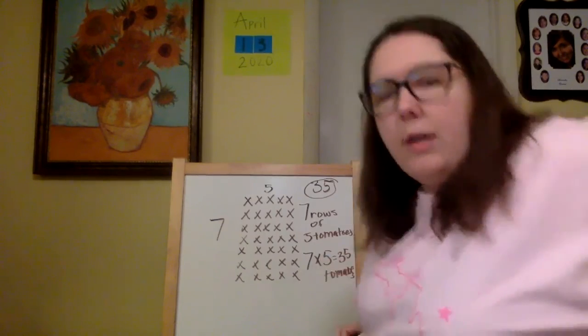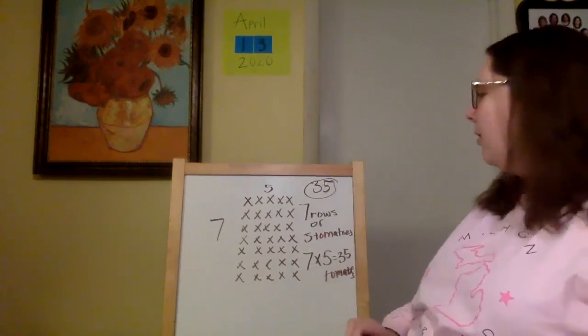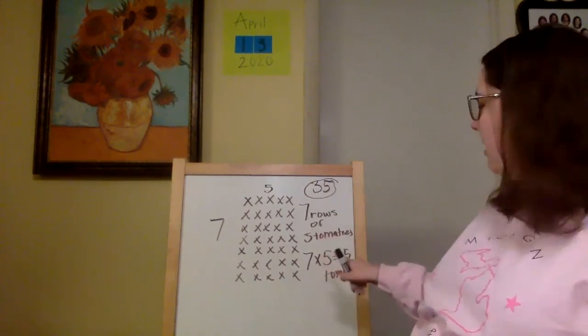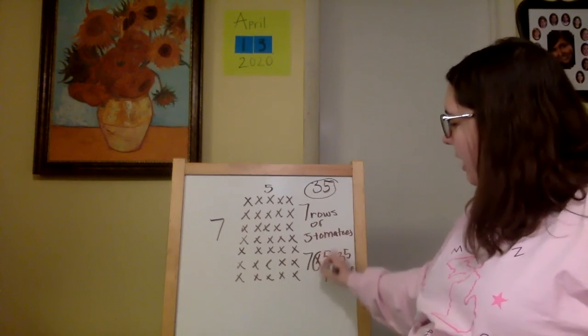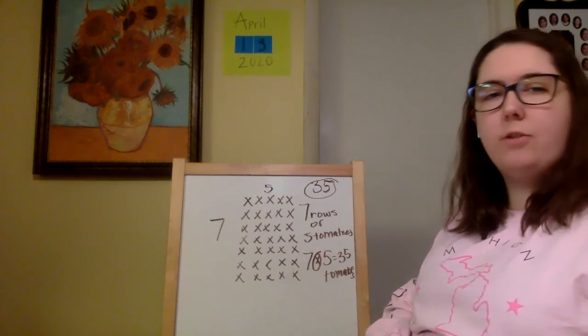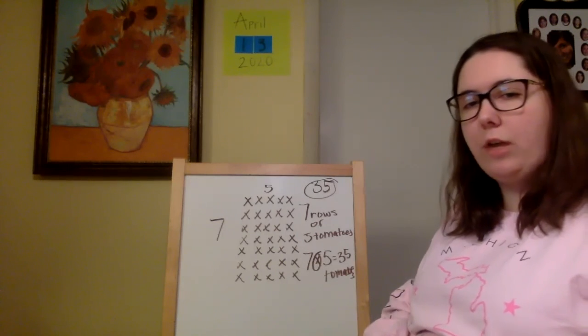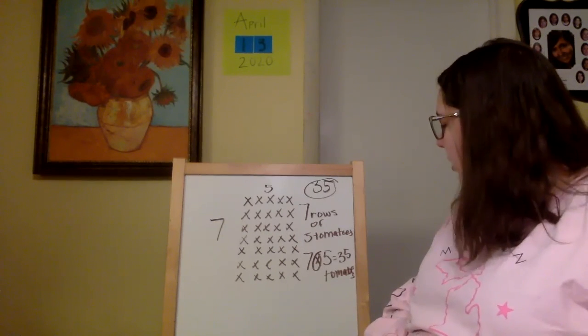Hard to write on this little board here. So there are 7 groups of 5. Remember, the multiplication sign means of. It's kind of a tricky word there, trying to be a little tricky.